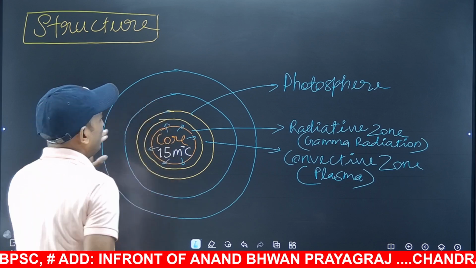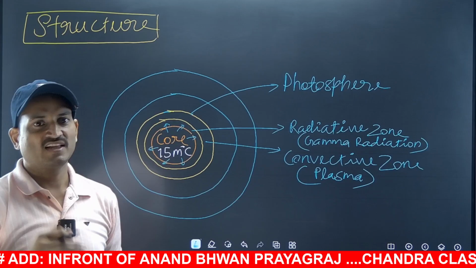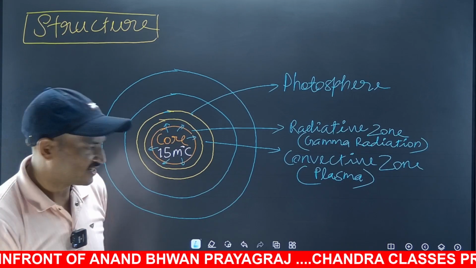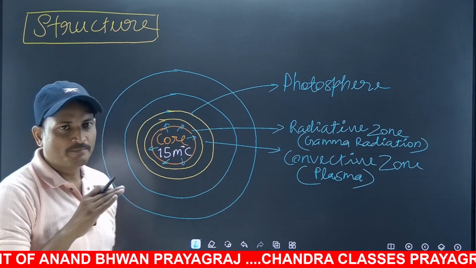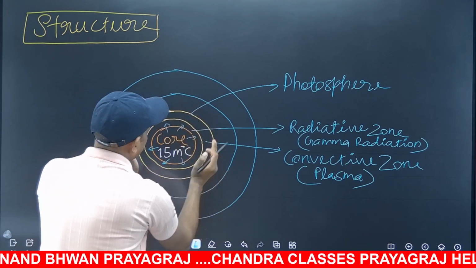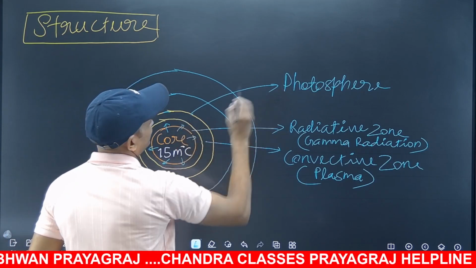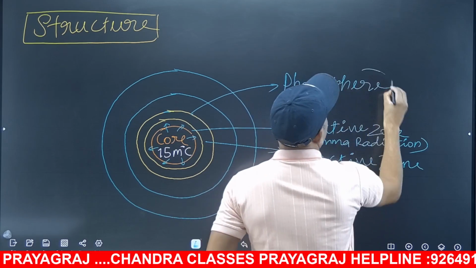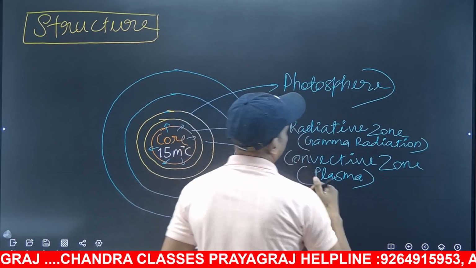All the other layers like the chromosphere and corona are part of the atmosphere of the sun. Like we also have an atmosphere on Earth in the form of various layers like the mesosphere, stratosphere, and troposphere. Similarly, the chromosphere and corona are part of the atmosphere of the sun. But this entire region belongs to the main body of the sun, and the outermost surface is known as the photosphere, the visible surface.